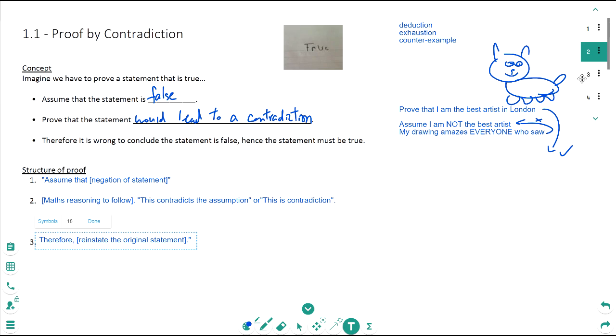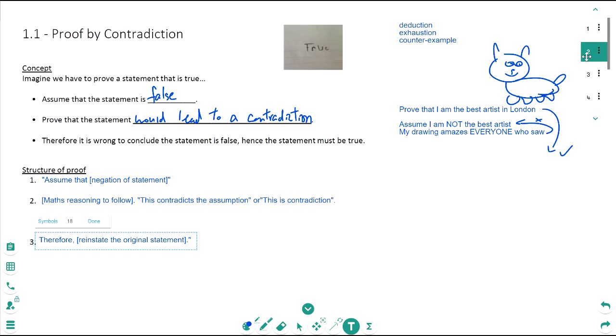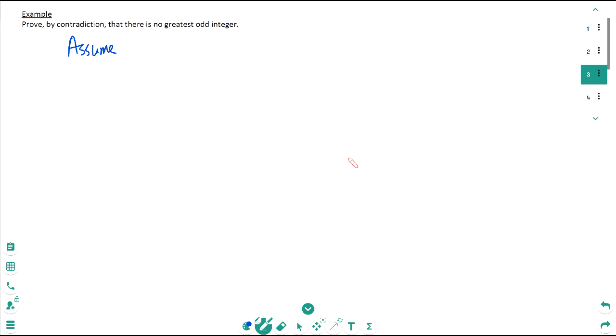All right? Okay, so have this with you. We are going to continue. We'll have a look at an example. Example. Prove by contradiction that there is no greatest integer. Well, with the negation statement, we have to use the word assume. Assume. Now, if you need to write one sentence that is completely opposite to this one, what would that be?